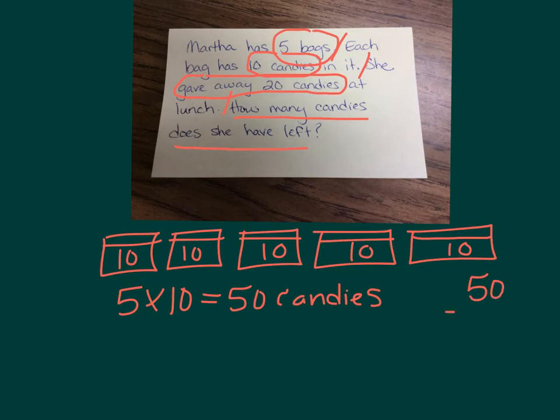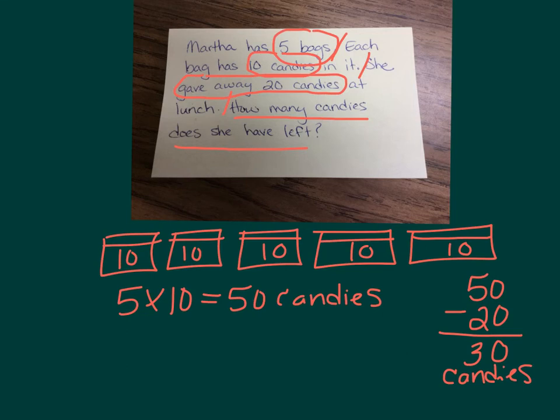50 minus 20, since she gave away 20. I start with my ones, which is 0 minus 0. I know that is 0. 5 minus 2 I know is 3, which tells me she had 30 candies left.